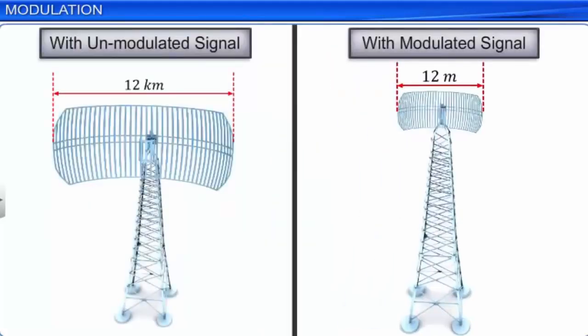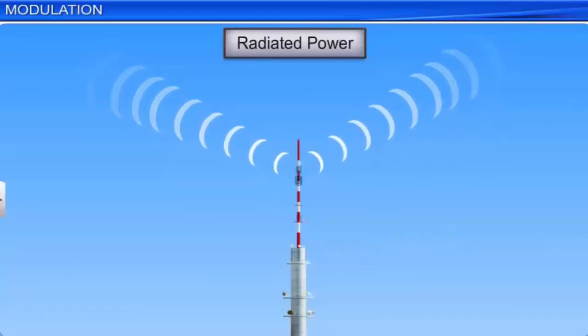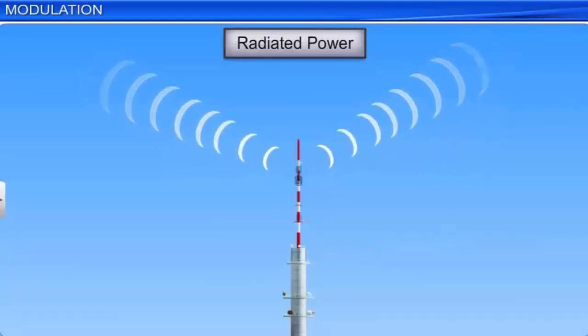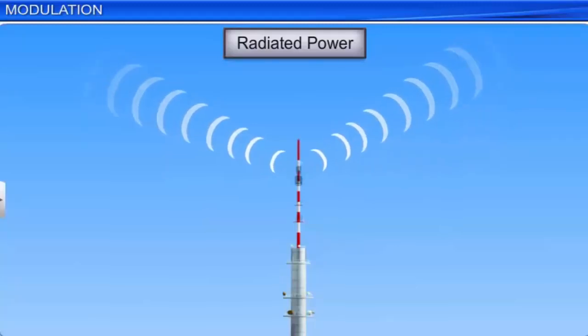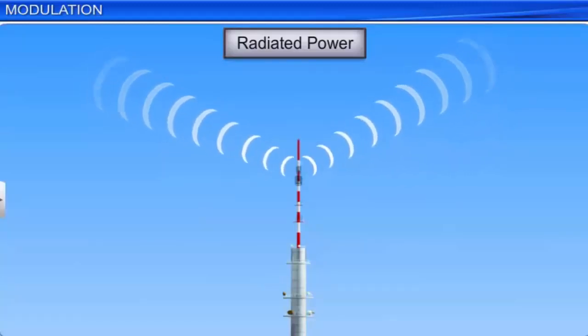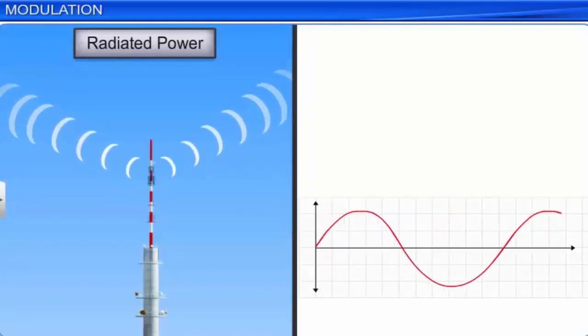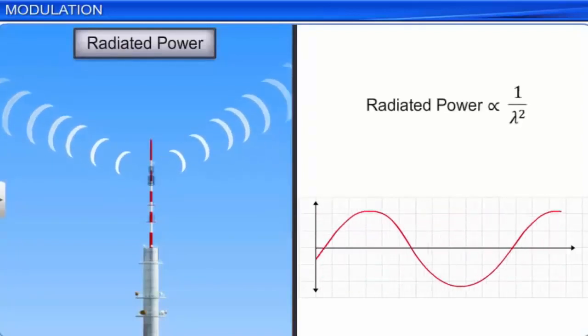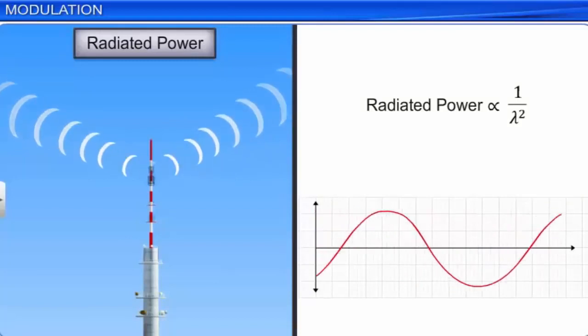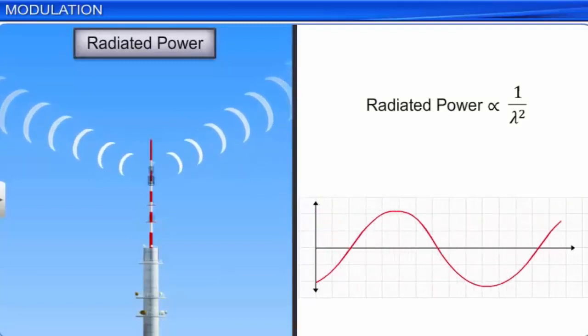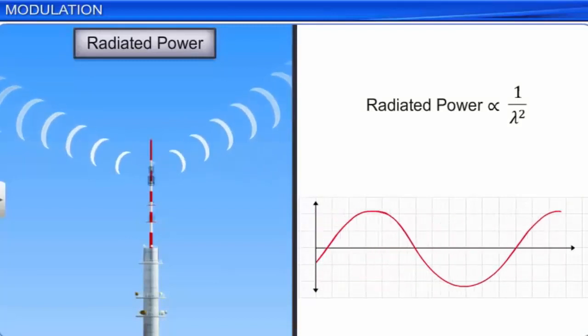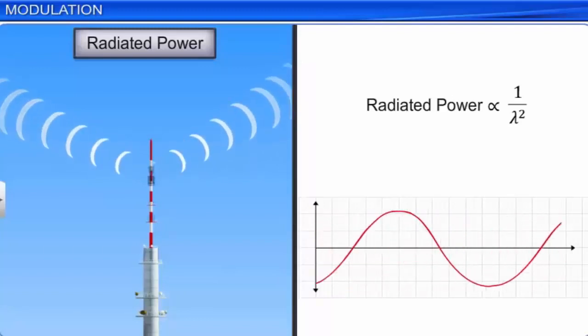The quality of transmission of the message signals depends on the power radiated by the transmitter and repeater antennas. It is theoretically proved that the power radiated by a linear antenna of a given length is inversely proportional to the square of the wavelength of the signal. Hence, for an antenna of a given length, the power radiated from the antenna increases with the decrease in the wavelength of the message signal.